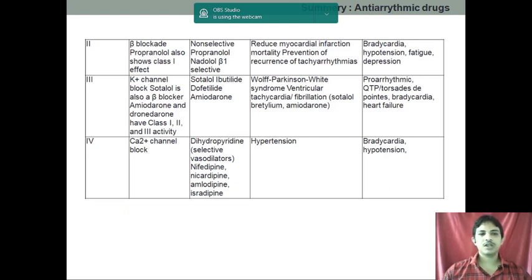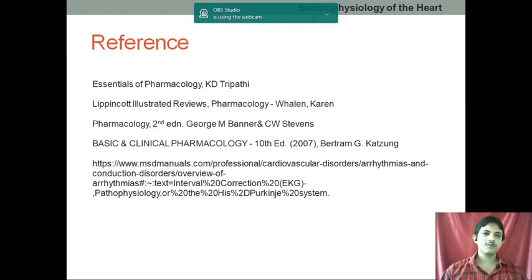Next is calcium channel blockers. Calcium channel blockers may be used in hypertension as well as different sorts of arrhythmia associated with hypertension, and the adverse effects are bradycardia and hypotension. So these are the different antiarrhythmic drugs and their effects. These are some of the references which you can go through.